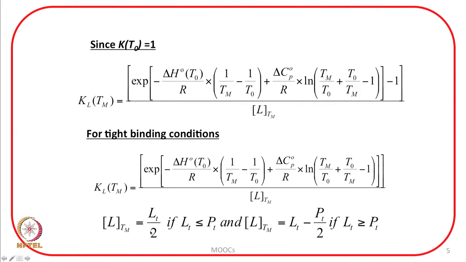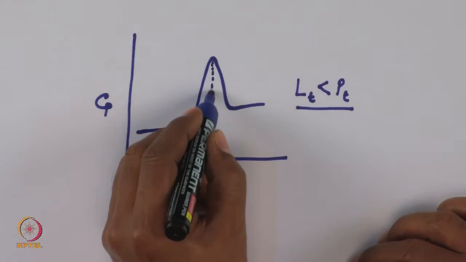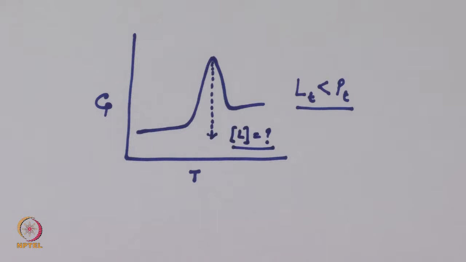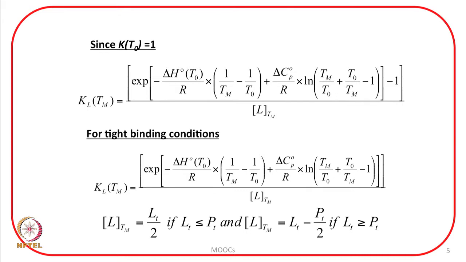And that is why the comment made over here is that the ligand concentration at transition temperature is equal to the total ligand concentration in solution divided by 2. Let me go to this slide, we are talking about the concentration of ligand at this point. Obviously, because K is equal to 1, the concentration of the ligand at Tm is also expected to be half of the total ligand concentration.